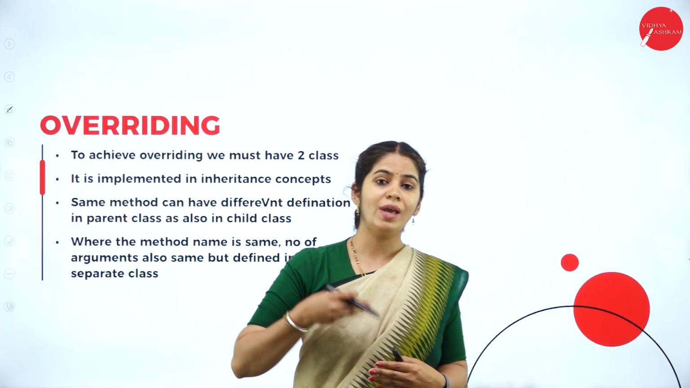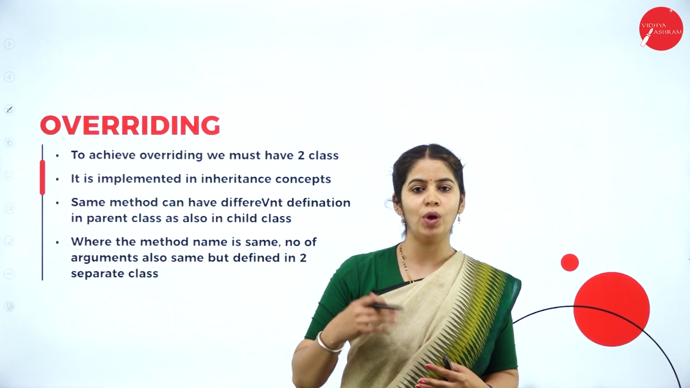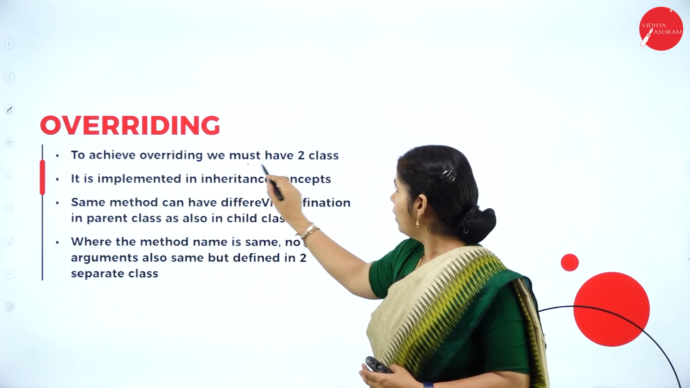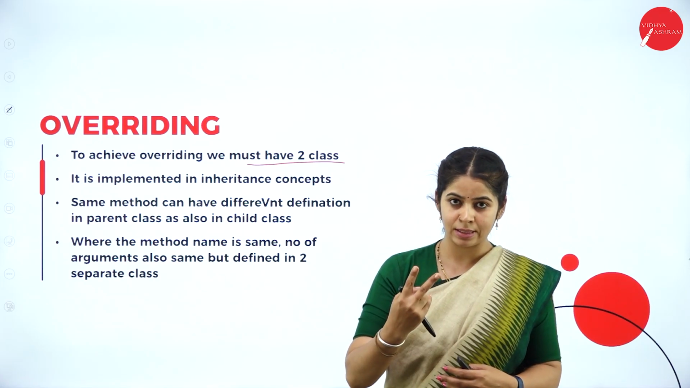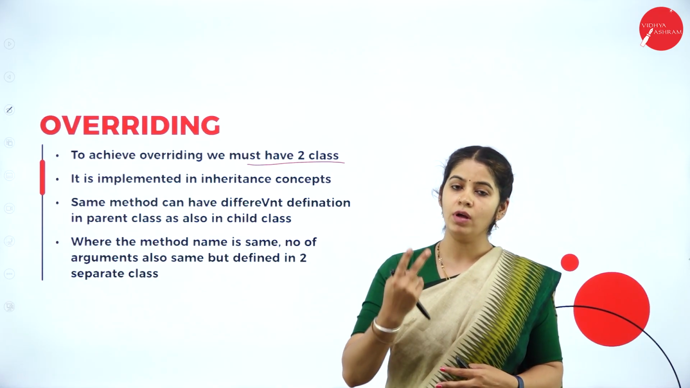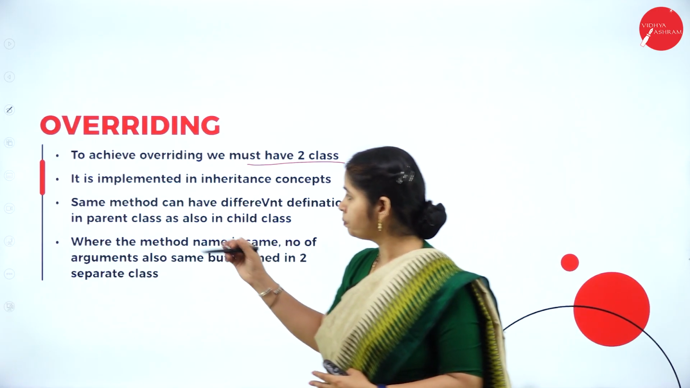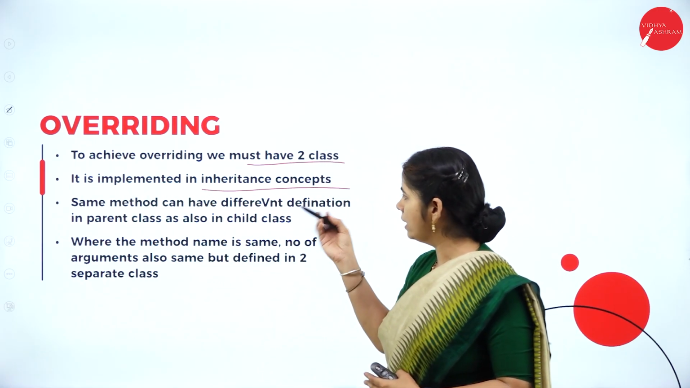I have told you, whenever we are using the inheritance concept, we are using overriding. To achieve overriding, we must have two classes. In inheritance, we have two classes, one is a base class and one is a derived class. It is implemented in the inheritance concept.